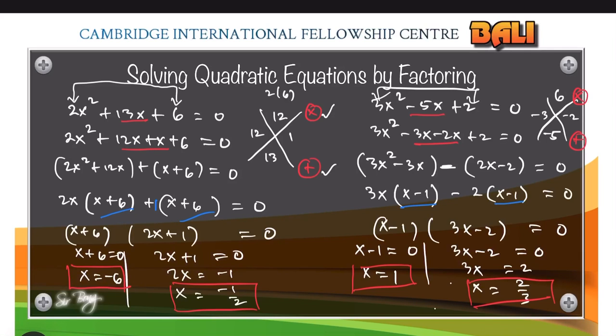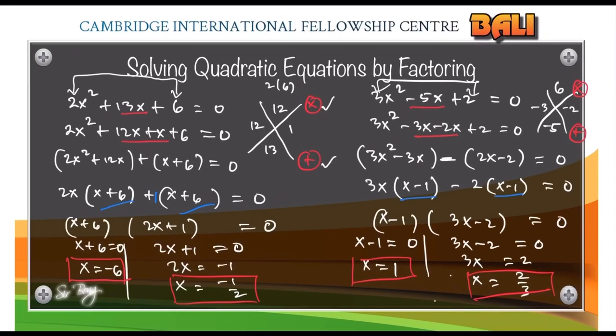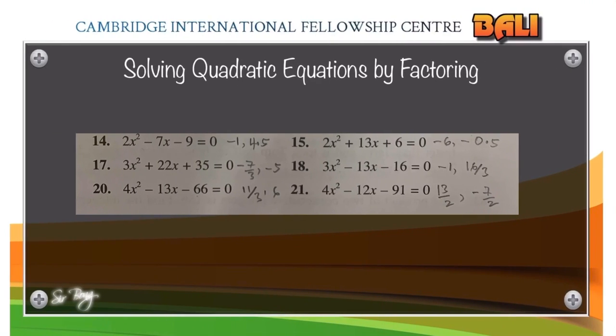Okay, now I want you to do some items here on your own. I want you to do these exercises, numbers 14, 15, 17, 18, 20, and 21. Again, all the answers are written to the right side of each given.